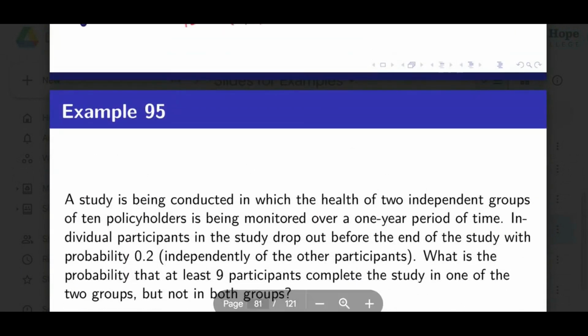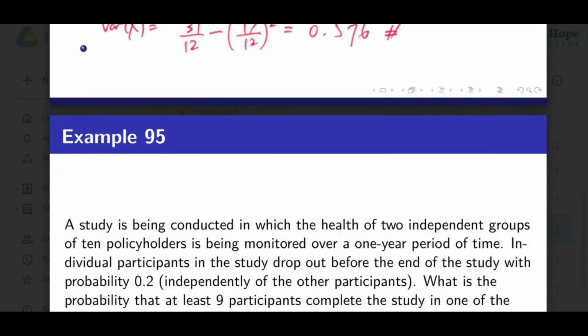I want to talk about this one carefully with you. A study is being conducted in which the health of two independent groups of 10 policyholders is being monitored over a period of time. Individual participants in the study drop out before the end of the study with a probability of 0.2, and this happens independently of each other. Okay, so try to absorb this first of all. There's this clinical study, clinical trial being done, and people do drop out of studies. There's a likelihood of 20% that someone drops off from the study before it's over.